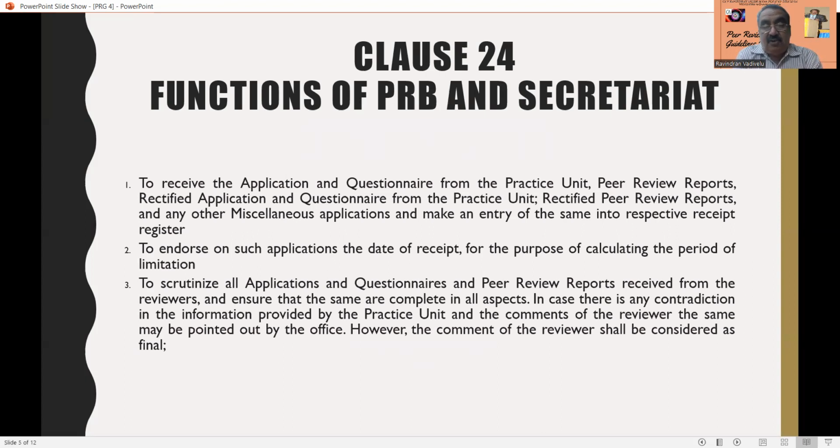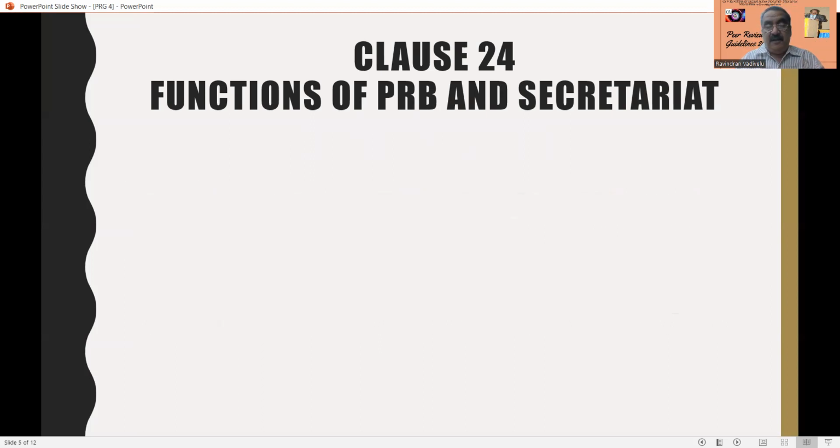In case there is any contradiction between the information provided by the practice unit and the comments of the reviewer, the same may be pointed out by the office. However, the comment of the reviewer shall be considered final, because if the secretary observes anything against the details of the practice unit that the reviewer has pointed out, the comment passed by the reviewer is considered to be the final.